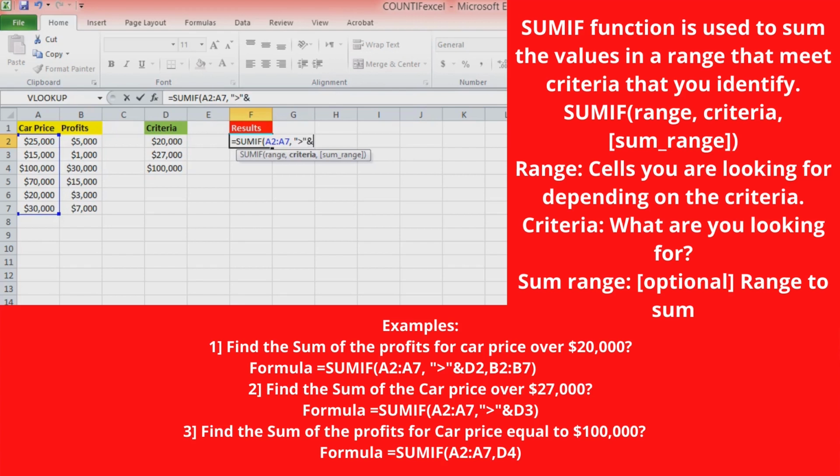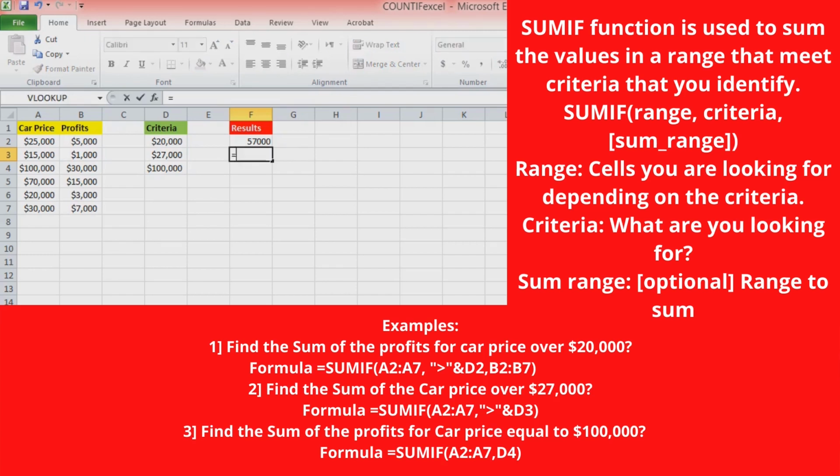Range is A2 to A7 of car price. Criteria is over $20,000. So put a greater than symbol in quotes and then that symbol and click D2. Sum range is the profits, which is B2 to B7, and press enter. Therefore the sum of the profits for car price over $20,000 is $57,000. Try to sum it manually and see.